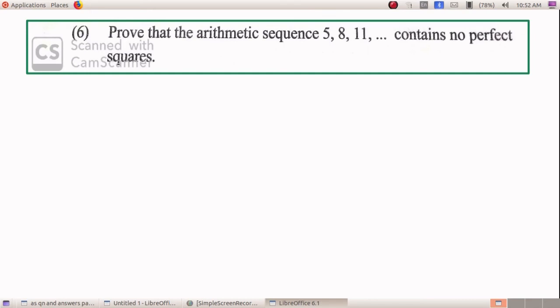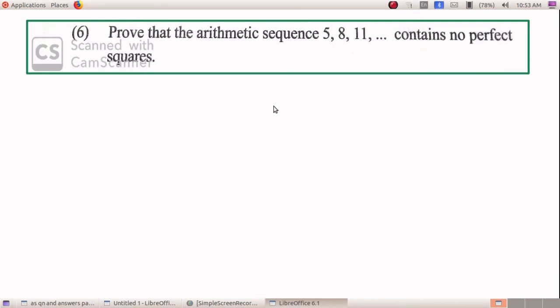Therefore, we see that 3 square, 9, is not a term of this sequence because 8 and 11 are there, and 9 is skipped. Likewise, as you write hereafter, you can see 16 is a perfect square and will not be a term of this sequence. 25 will not be a term of this one, like that. Okay, but we will prove this algebraically.